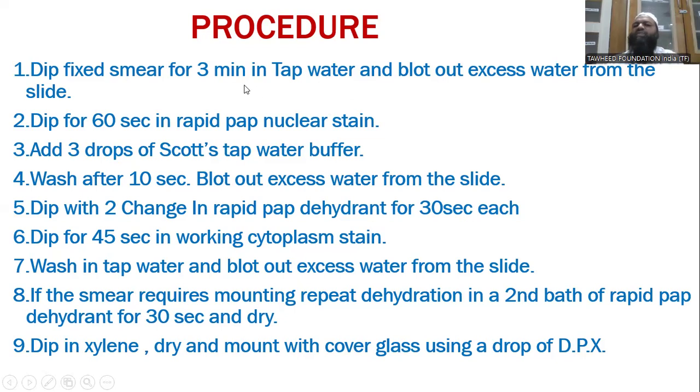Dip the fixed smear for 3 minutes in tap water and blot out excess water from the slide. The second point to remember is to dip for 60 seconds in rapid pap nuclear stain. Add 3 drops of Scott's tap water buffer. Wash for 10 seconds. Blot out excess water from the slide. Dip with 2 changes in rapid pap dehydrant for 30 seconds each. Dip for 40 seconds in working cytoplasm stain. Wash in tap water and blot out excess water from the slide.